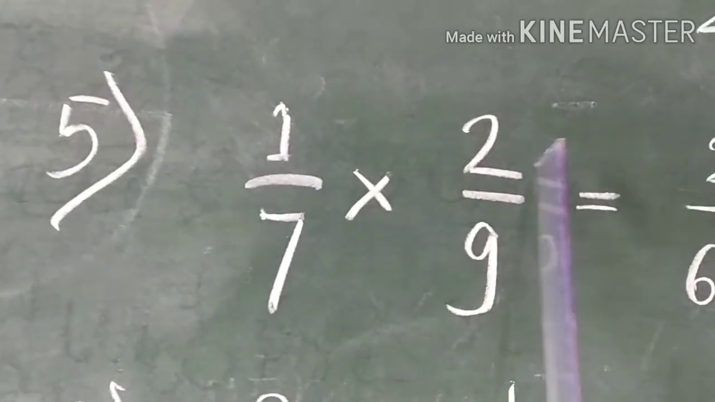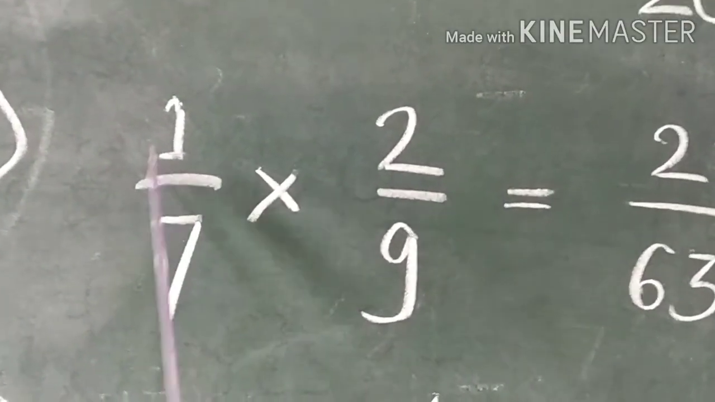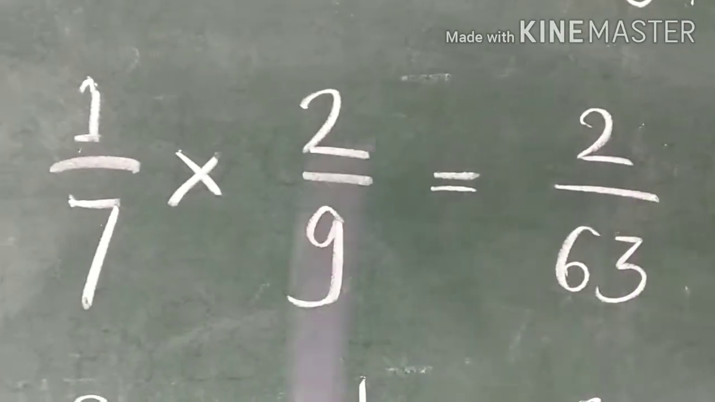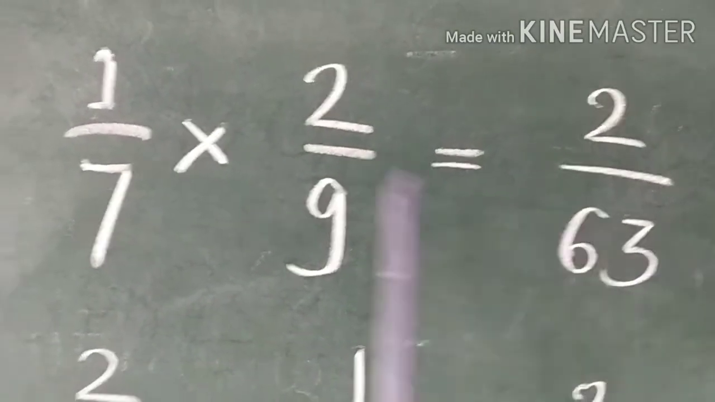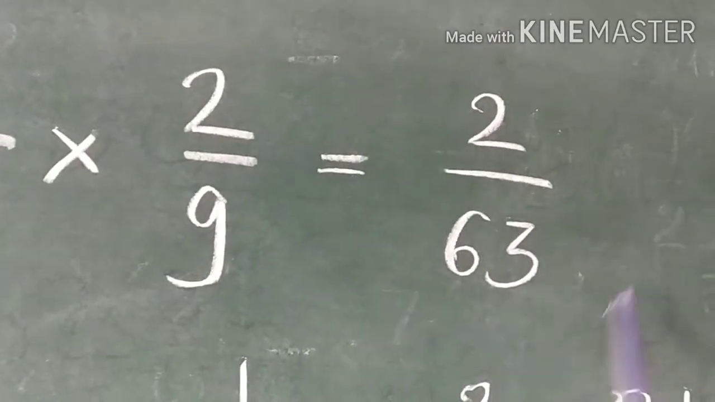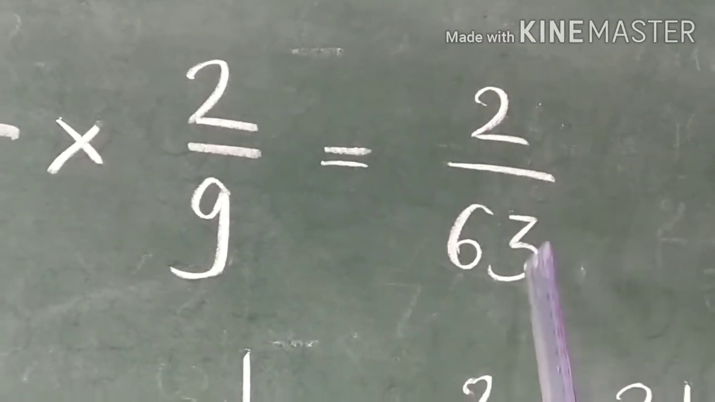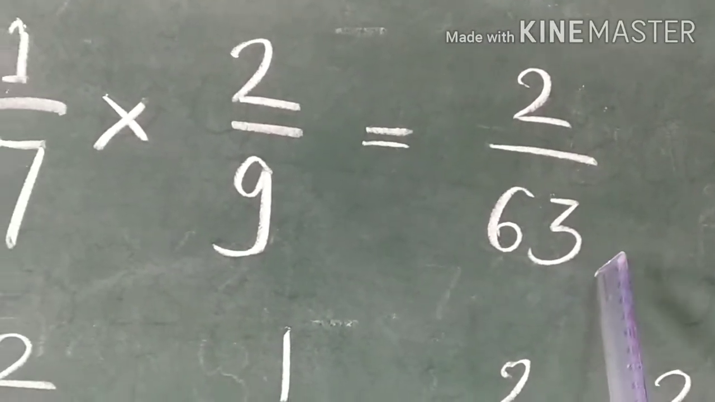1 by 7 into 2 by 9. 1 into 2 is 2. 7 into 9 is 63. So, we can't simplify this. 2 by 63, we can keep as it is.